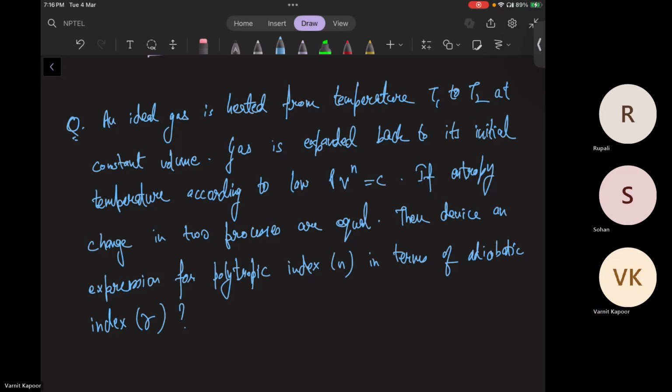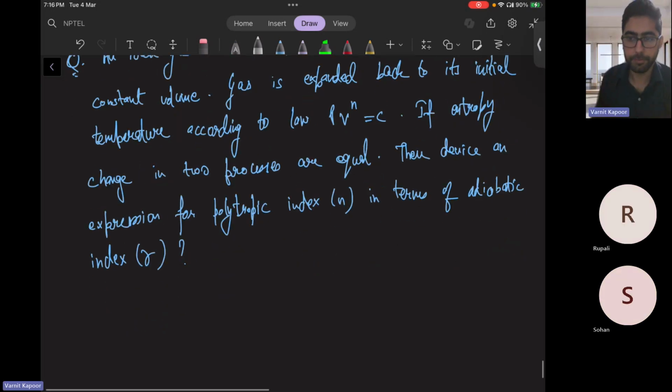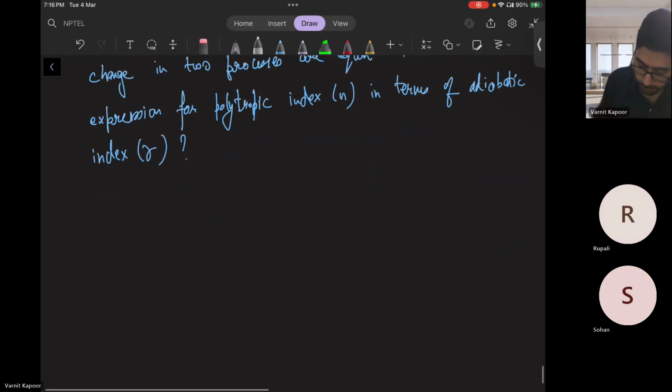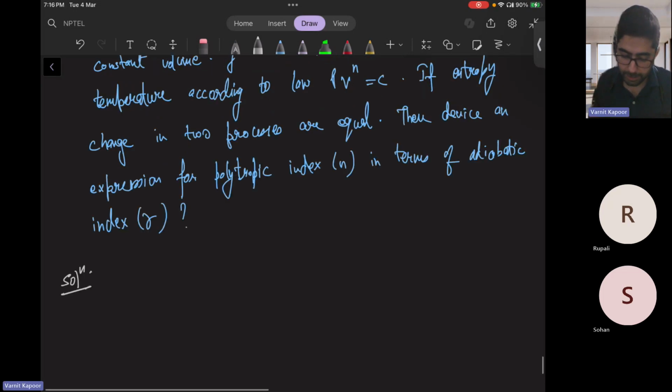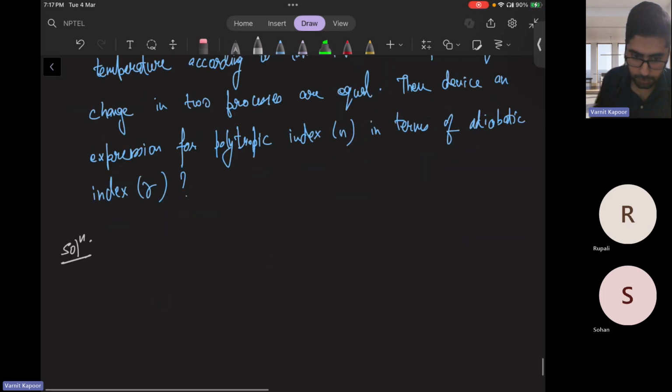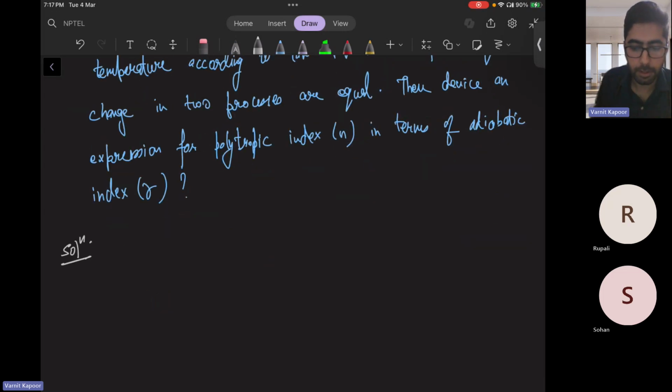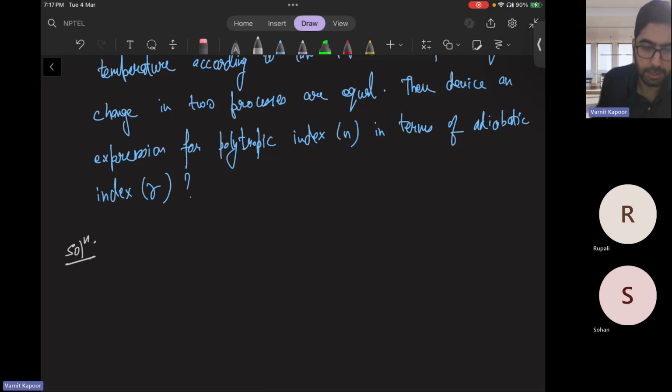Okay, I guess a few of you have done it. Let's discuss the solution to it. So it is said that you have two processes. First we write the equation dQ is equal to dU plus PdV, or you can write TdS is equal to dU plus PdV. So from the TdS equation, it is dU plus PdV.